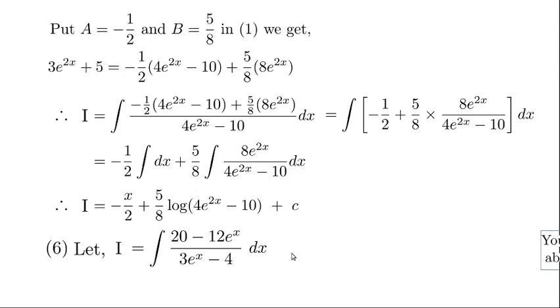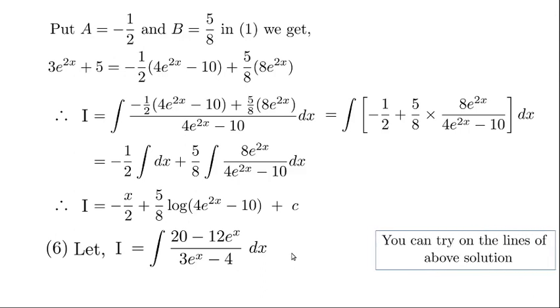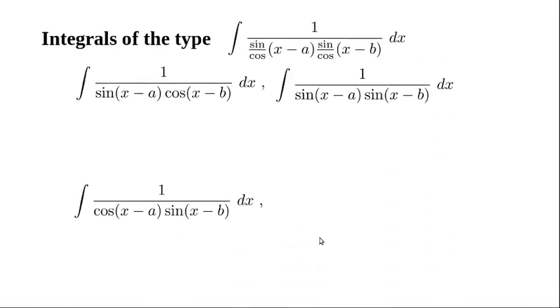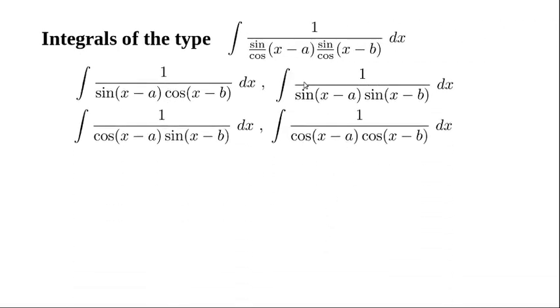And of course you can solve this problem on the same lines as the previous two problems, and your result must be this. You can verify your result here, and this should be your answer. Next we deal with integrals of the type 1 upon sine or cos of x minus a, sine or cos of x minus b, which is a product in the denominator, and the possible combinations are these.